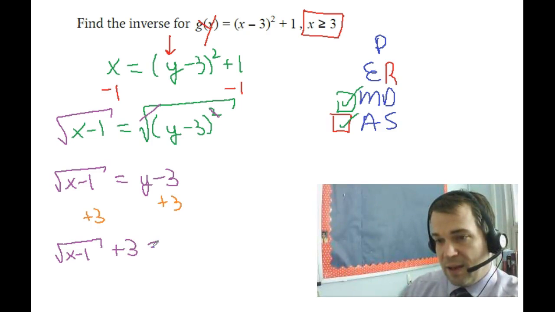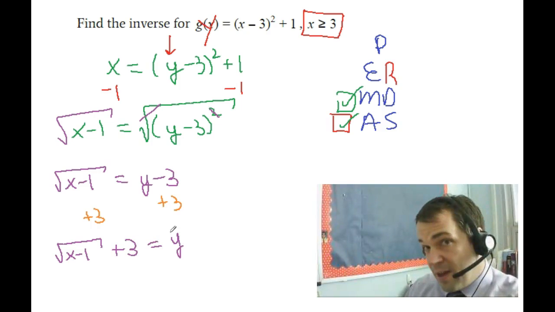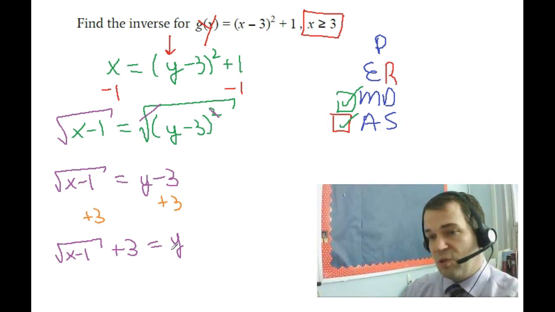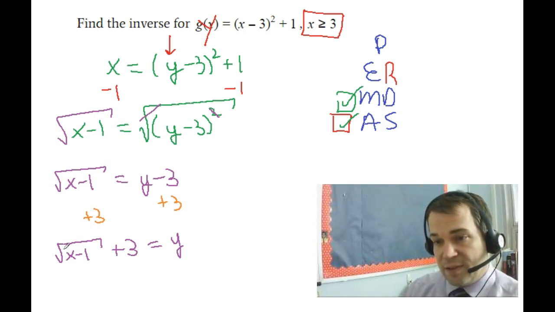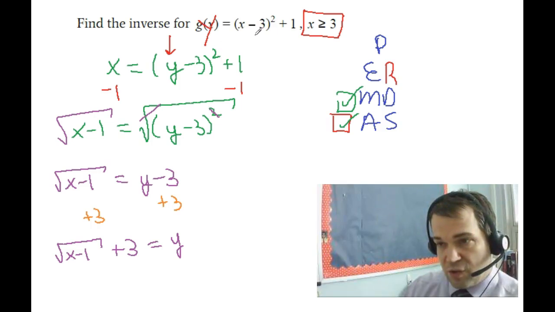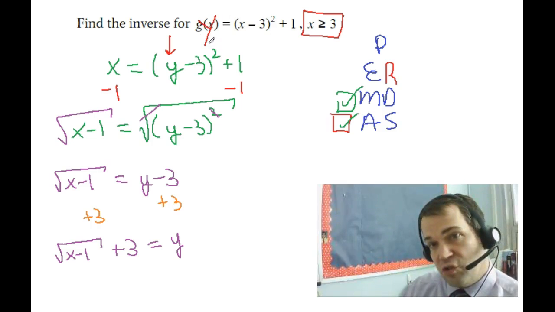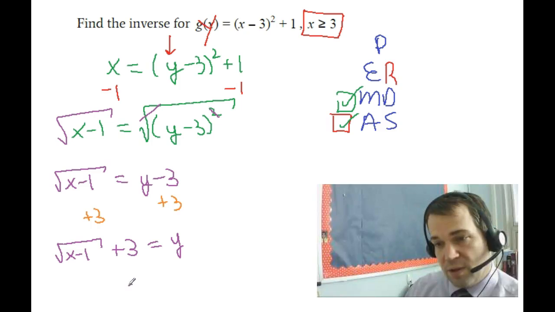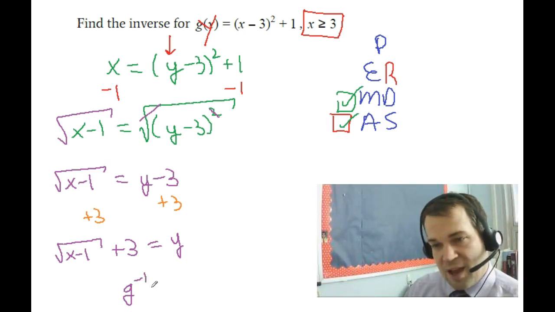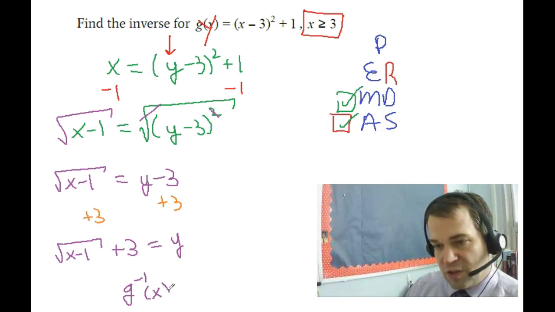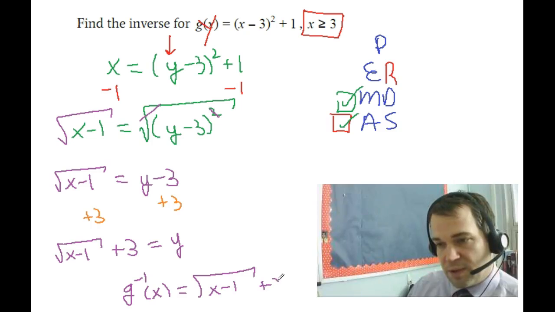the positive 3 on the outside, equals y. And for a final step, I do want to communicate the idea that this expression undoes what this expression did. This expression was called g, so I'm going to call this one the inverse of g. Again, we're using that exponential notation, but that's not really an exponent at all. It just means g inverse equals root x minus 1 plus 3.